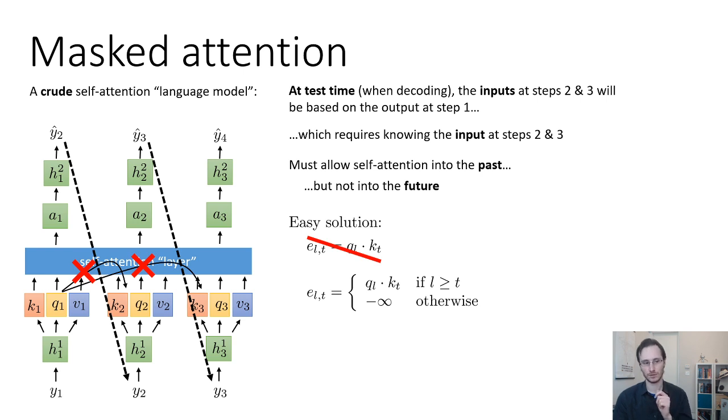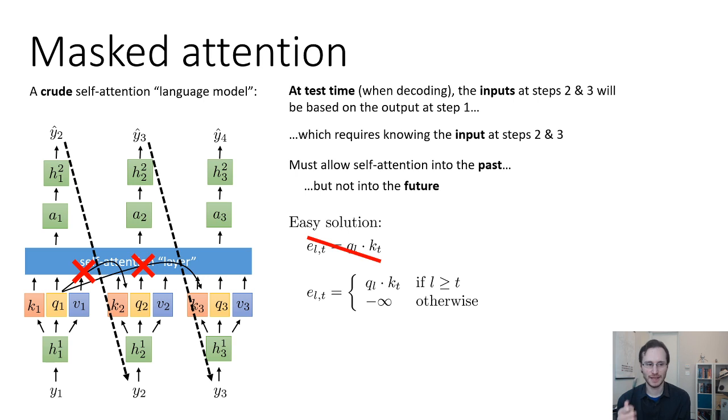But if it's later, meaning that if the key comes later than the query, then you set the attention score to negative infinity, which means that when you put it into the softmax, e to the negative infinity is zero, so that future time step will always have a weight of zero, and it will never be used. And that will prevent this problem. And now you can actually use a self-attention model to decode, because now time step one will only do self-attention lookups into earlier steps, never into later steps.